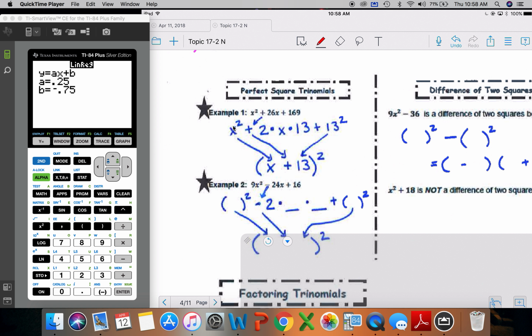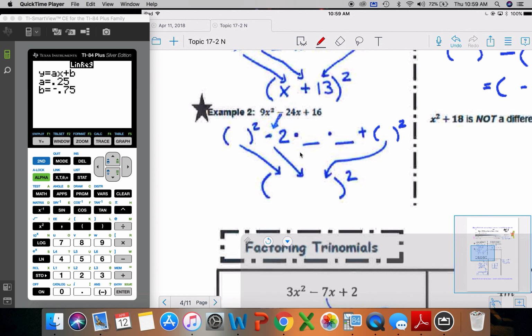So the formula is a squared plus 2 times a times b plus b squared. So they figured out that a would have to be x in order for x to be squared to make x squared. And b would have to be 13 because 13 squared would give you 169. The middle, which is 2 times a times b, which we found to be x and 13, would equal that 26x. And then from there, after you've matched the formula, you can simplify into what it shows up in the top. So we're going to try it with example 2.